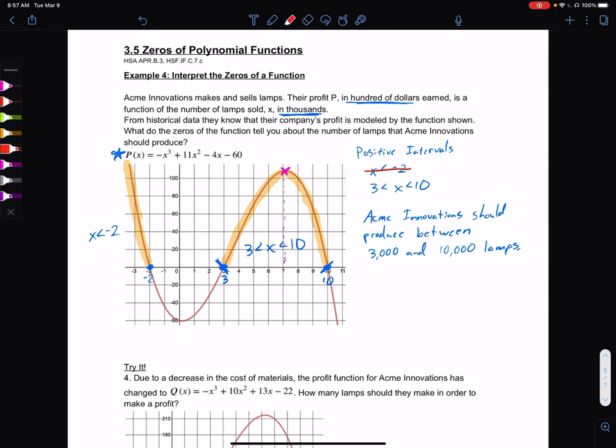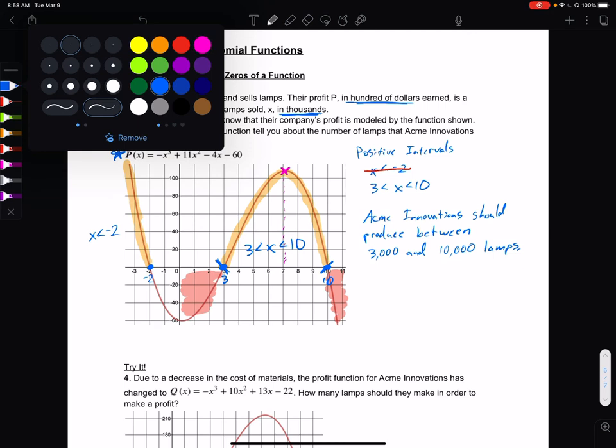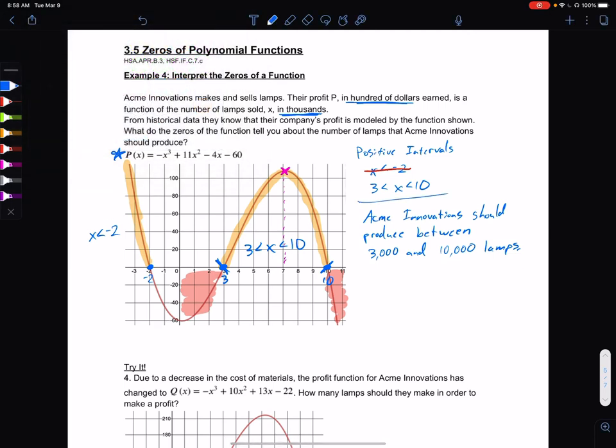But they definitely don't want to make less than 3,000 because their costs will outweigh the profits. The same thing if they go over 10,000. They're probably making a bunch of lamps that no one's going to buy. There are just too many in the market, so they're not being purchased. But the very simple, straightforward answer, without getting too complicated, is that they should be making between 3,000 and 10,000 lamps. And that's it.